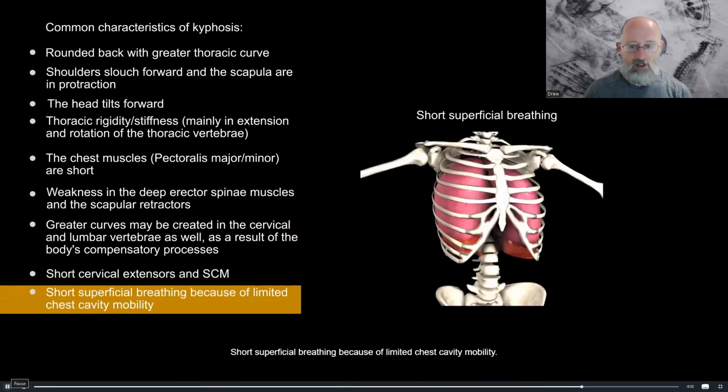And then lastly, but not least, let me move out of the way. Short superficial breathing muscles because of limited chest cavity mobility. So this is super important in breathing exercises and respiration. The lungs sit within the rib cage. You've got the lungs on the left side, lungs on the right side, and you've got the diaphragm here.